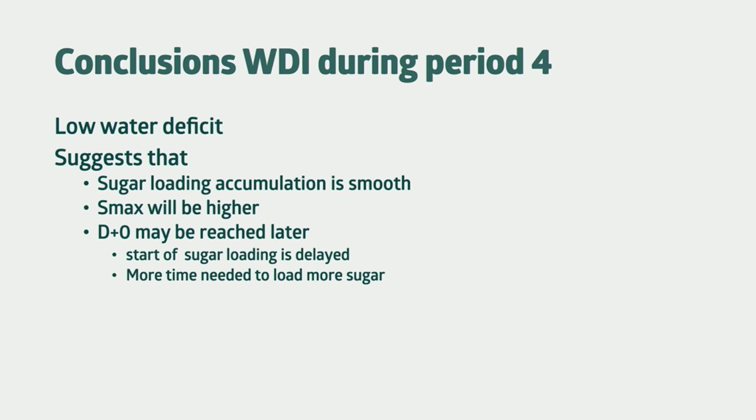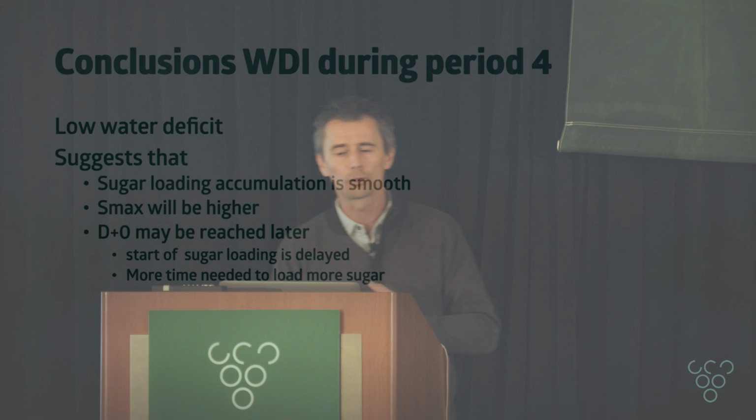What does that mean? Well, we take home that it's definitely a low water deficit year. It suggests that the sugar loading accumulation should be smooth, that the maximal amount of sugar per berry, the S-max, should be higher, and we'll see if it's true, and that the date when the stage of active loading of sugar into the berry starts should be delayed.